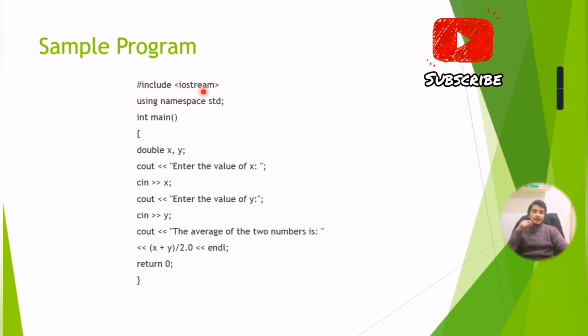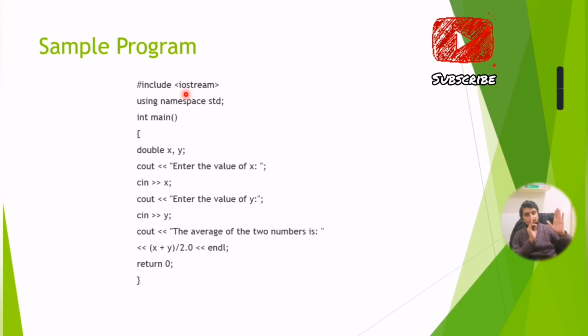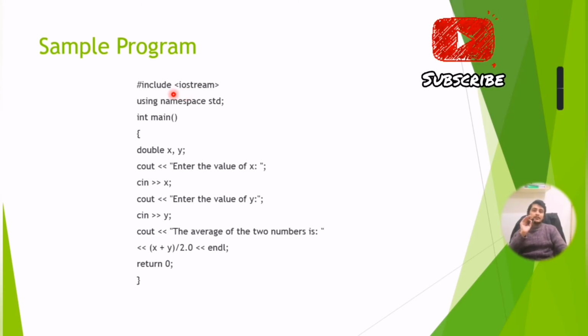Include means I am going to include input output stream values. For example, there is a large store of input output values in the library of the C++ program, and you are just telling the program that you are including all those values in the input output stream library or input output storage. So the compiler will read this first, and then it will read using namespace standard.